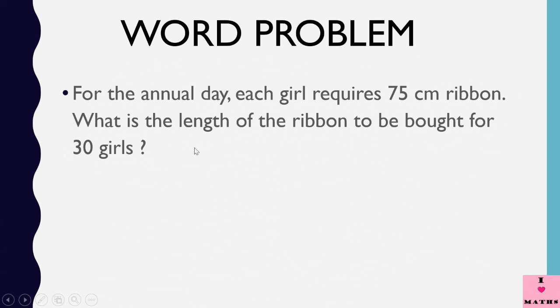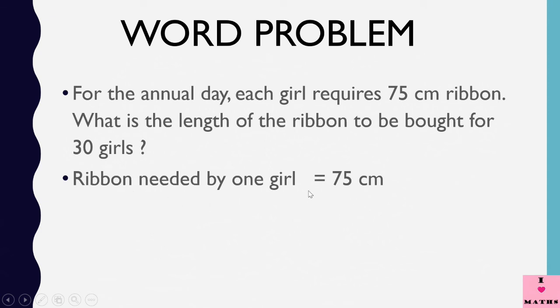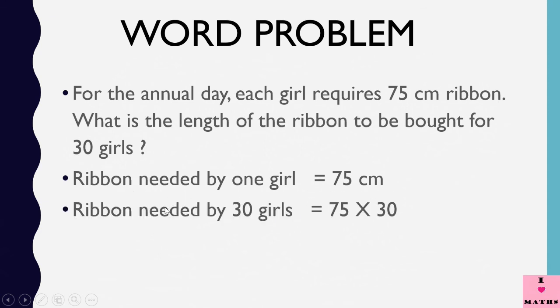So naturally, teacher has to buy 75 plus 75 plus 75 plus 75, for 30 girls like this. Again, children, this is repeated addition. And what is repeated addition? Yes, you have learned it now. It is multiplication. So we are going to multiply 75 by 30 to get the total length of the ribbon to be bought. Come. So ribbon needed by one girl is 75 centimeter. Ribbon needed by 30 girls is 75 multiplied by 30.